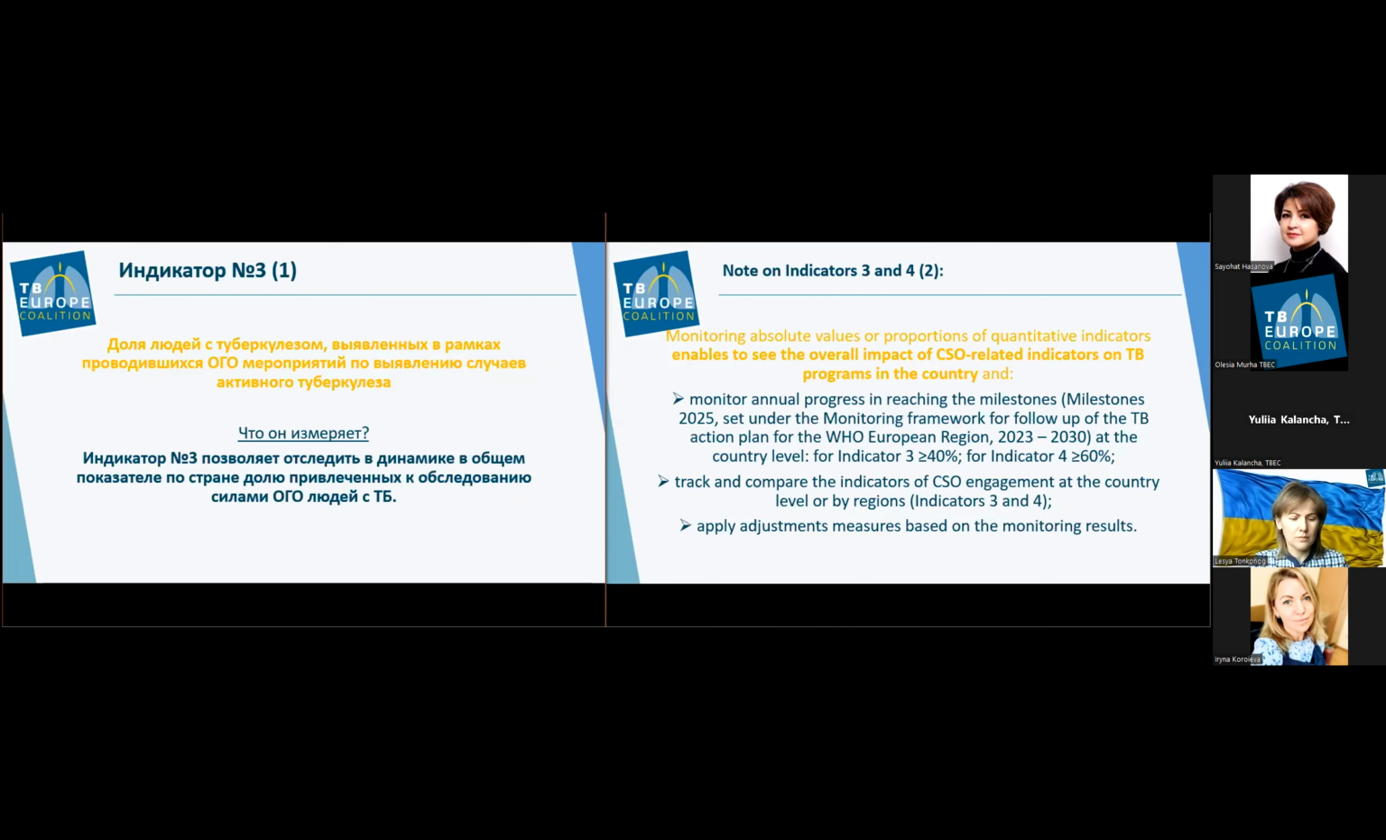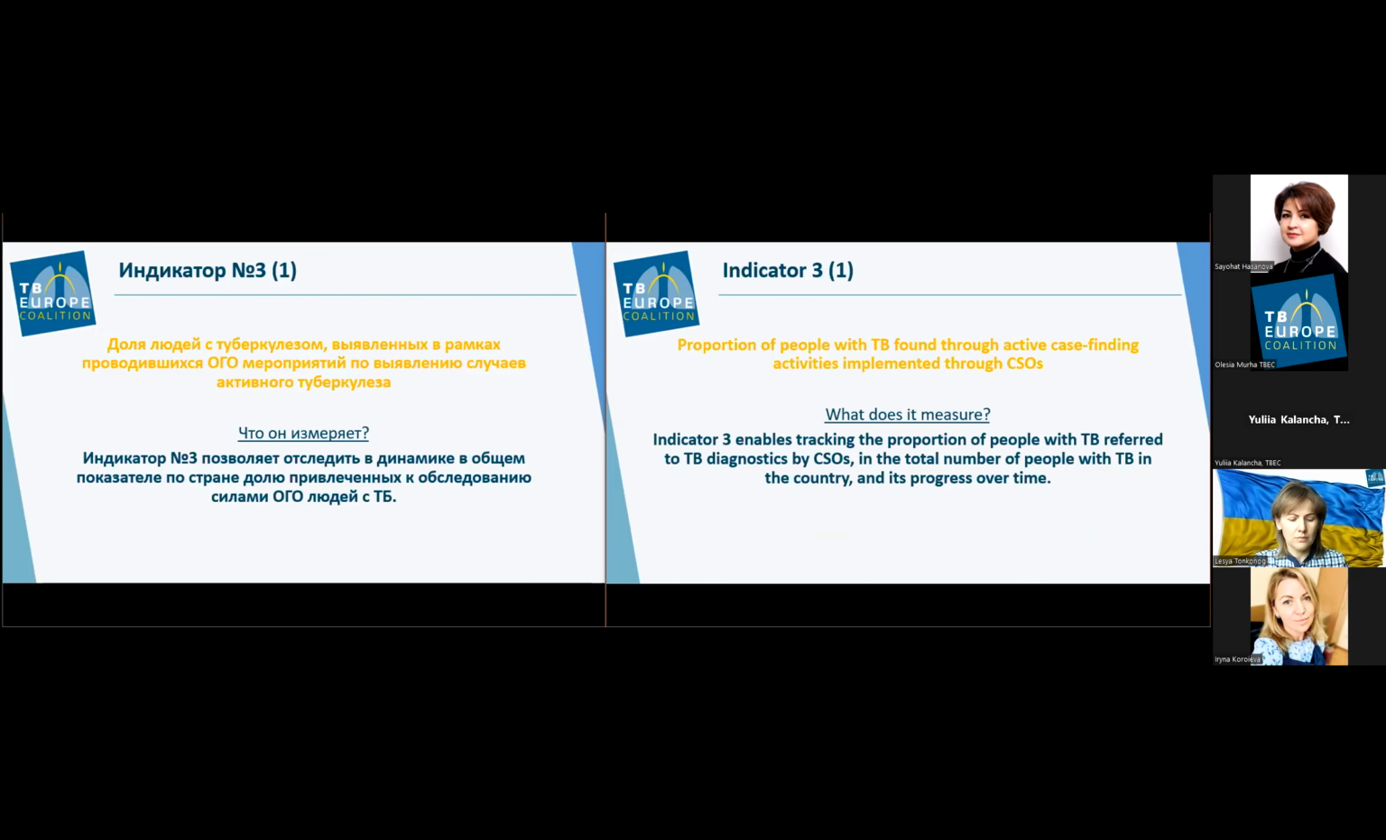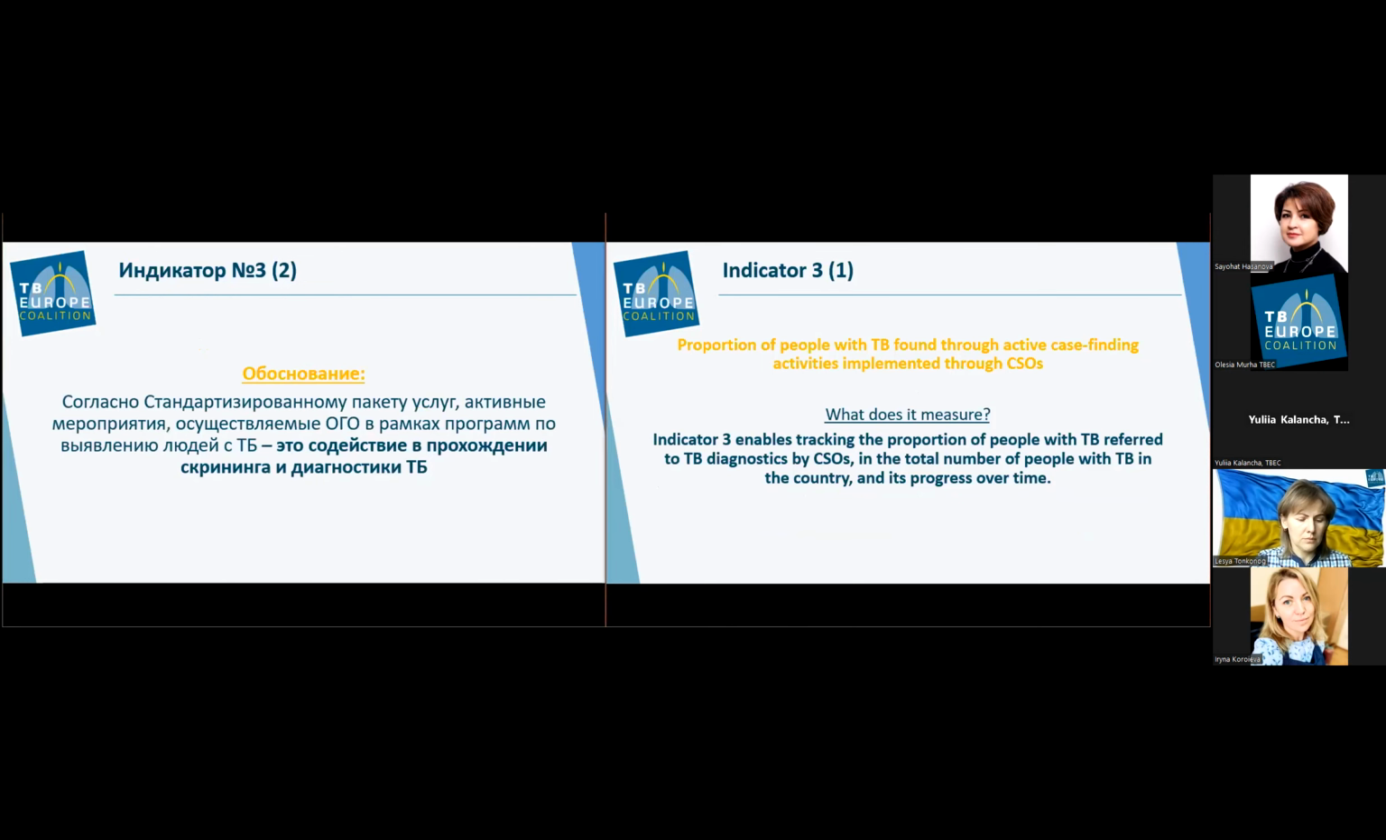So indicator number 3: share of people with TB found through active case finding activities implemented through CSOs. What does this indicator measure? It helps us to track the dynamics and the proportion of people with TB referred to TB diagnostics by civil society organizations, and the total number of people with TB in the country and its progress over time.